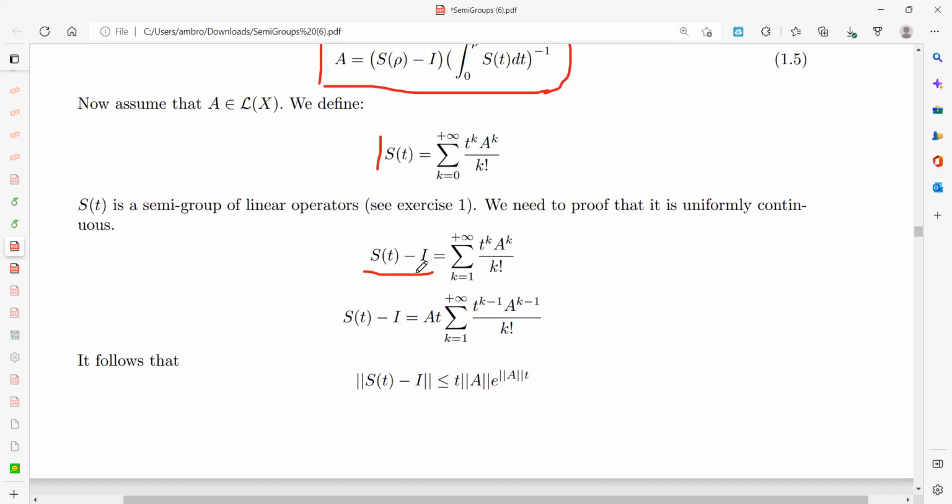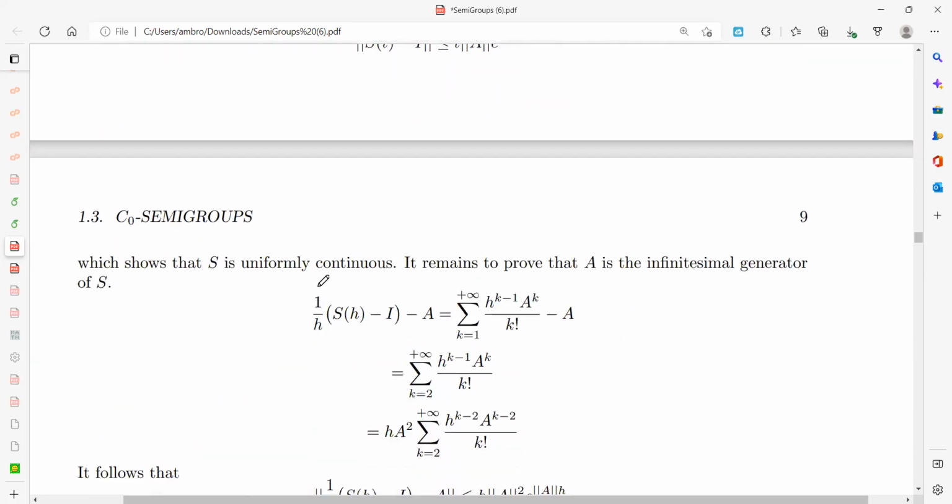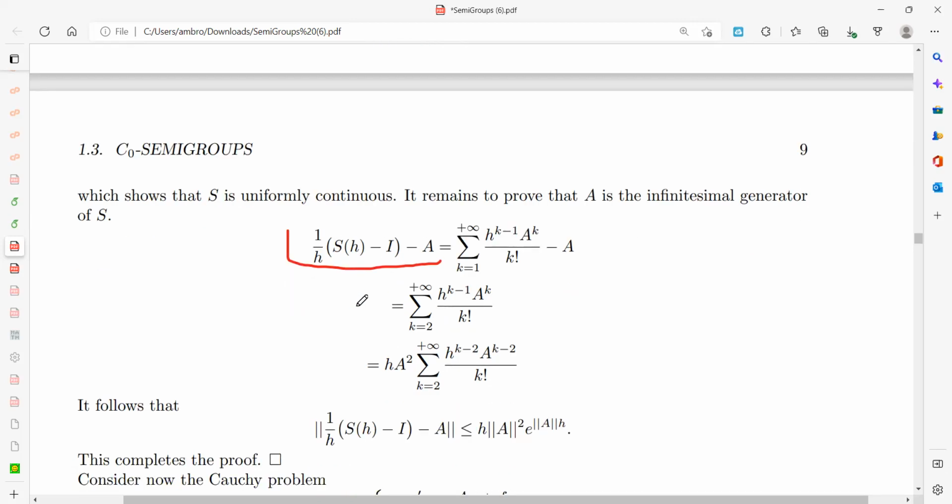And there's one thing that remains to discuss, so we need to prove that A is the generator of S of T. So you need to consider here this thing. And again, by computations, you can prove that this goes to 0 as H goes to 0. And that's it.